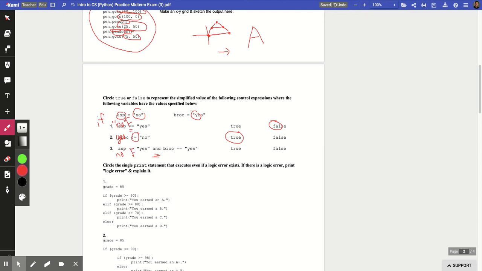This half of it, broccoli, if broccoli is yes, yes is indeed equal to yes, that half is true. So we have a false anded with a true. It's kind of like that one kid with initials WD that doesn't like asparagus, but he does like broccoli. And his strict parent says, no, you don't get dessert because you don't eat both your asparagus and your broccoli.